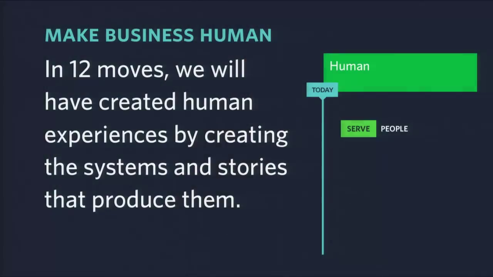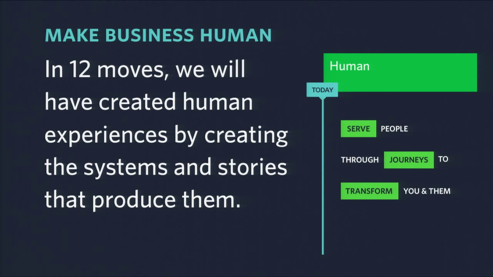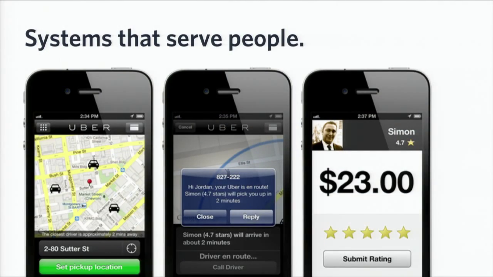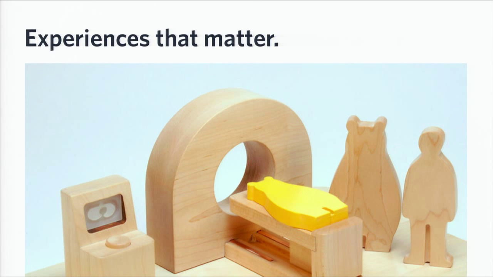So, in my story, we go over this edge together and identify all the little edges that we have to cross to do it. But we go to human experiences by serving people, by doing it through journeys, and it's because we want to transform them and we want to transform us so that we're connected and actually serving people in a really human way. Okay? We want systems that serve people. We want experiences that are very human.